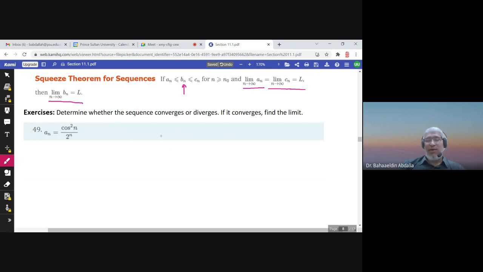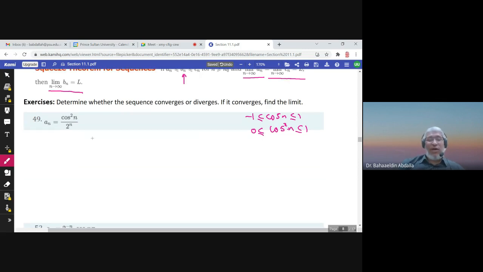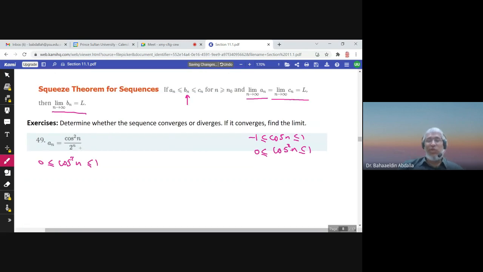When we have cosine or sine, we know that cosine is always between -1 and 1. Also sine is between -1 and 1. But here we have cosine square. Well, cosine square, because it's always positive, would be between 0 and 1. It's always greater than or equal to 0. So I have cosine square n between 0 and 1. Now, I want to use the squeeze theorem.